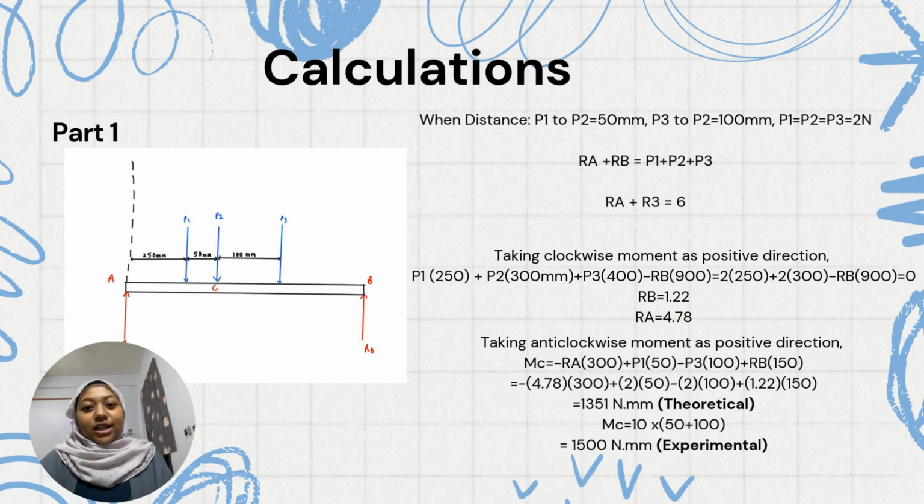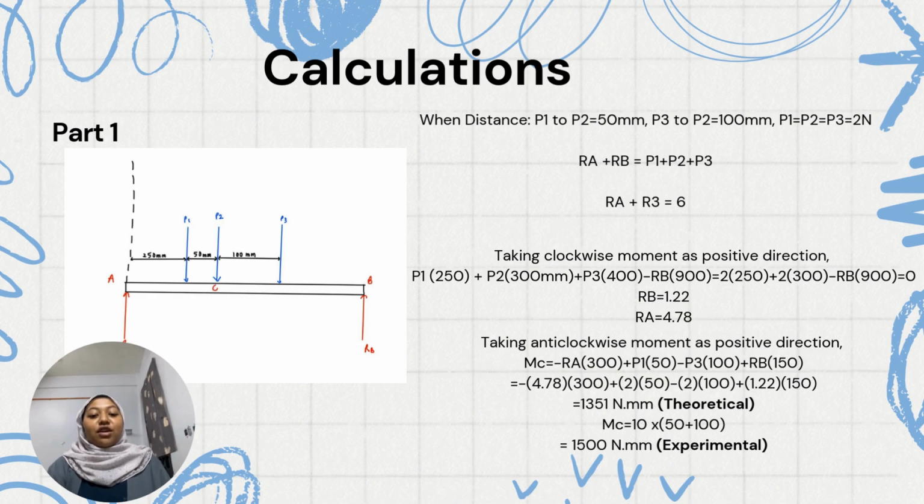So here is the calculation used for part 1. As referred to the diagram shown, when distance P1 to P2 is 50 mm and P3 to P2 is 100 mm, we already mentioned that the load on P1, P2 and P3 are constant, which is 2 Newton. So RA plus RB is equal to P1 plus P2 plus P3, which we can get 6 Newton.